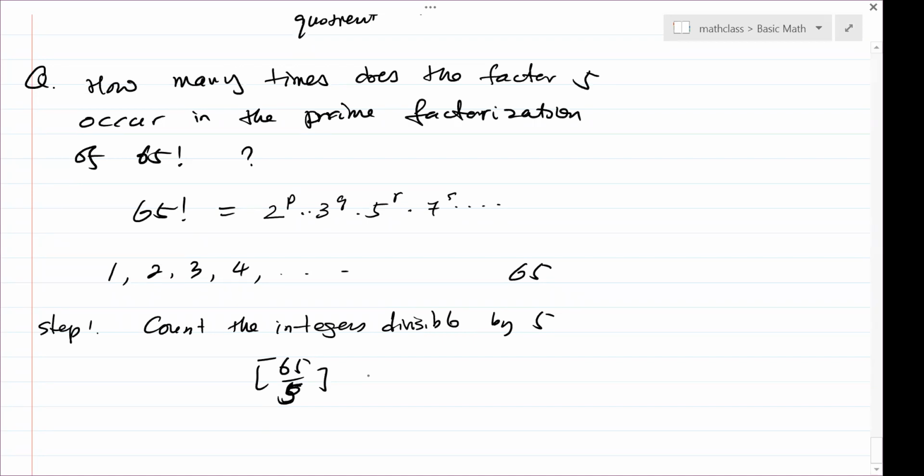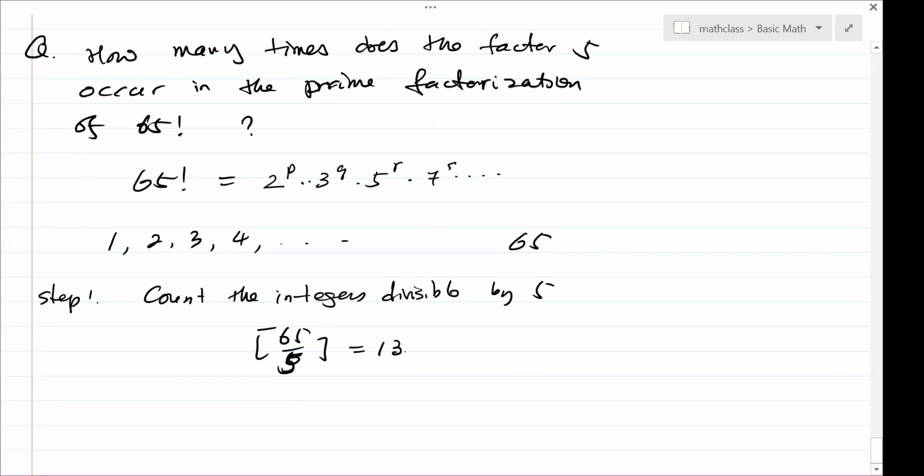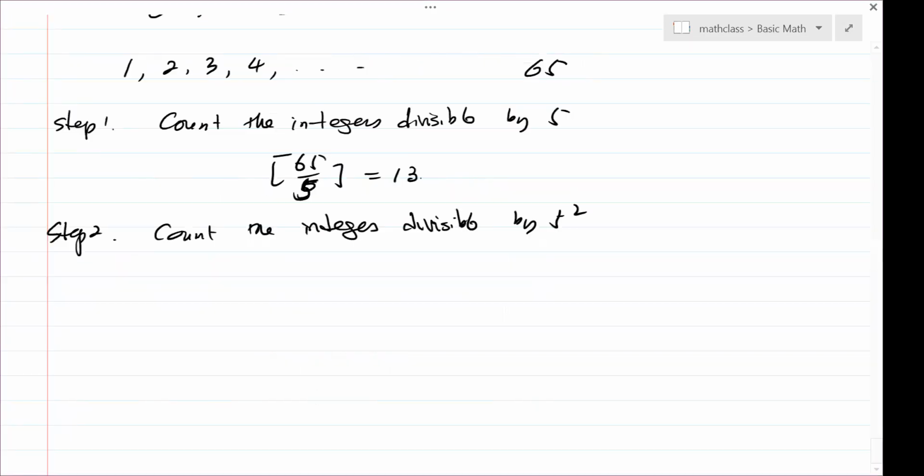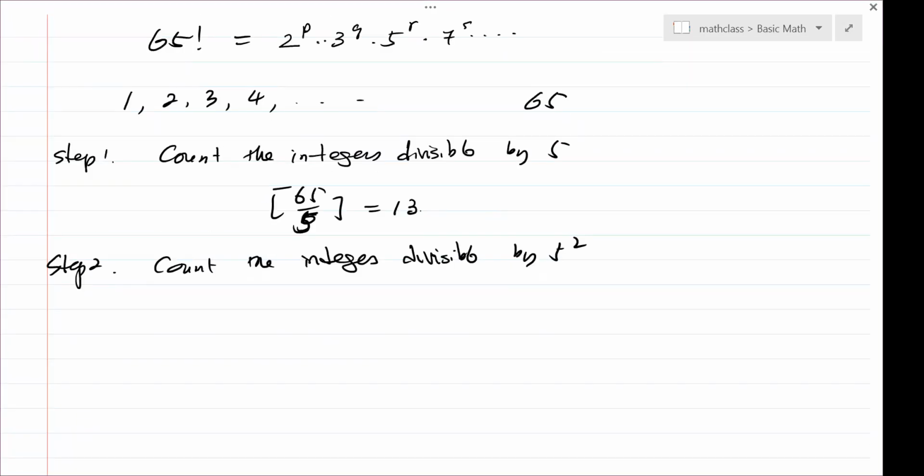You are going to get 13. Then step 2, the same way, you have to count the integers divisible by 5 squared, because those integers contain another factor of 5.